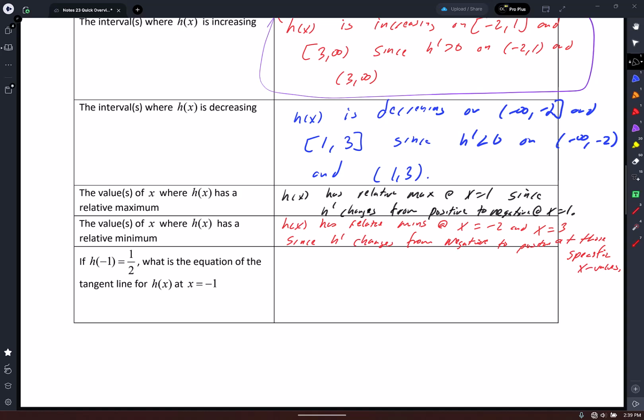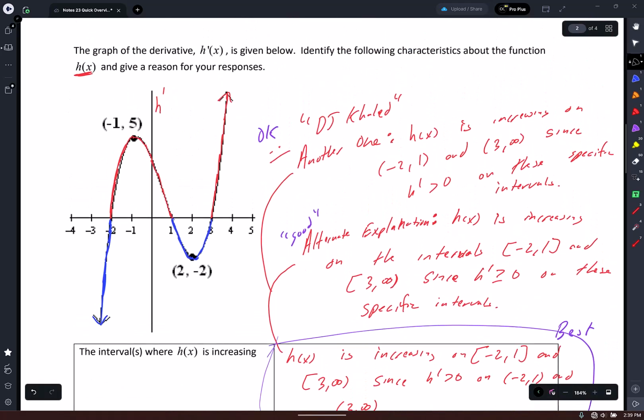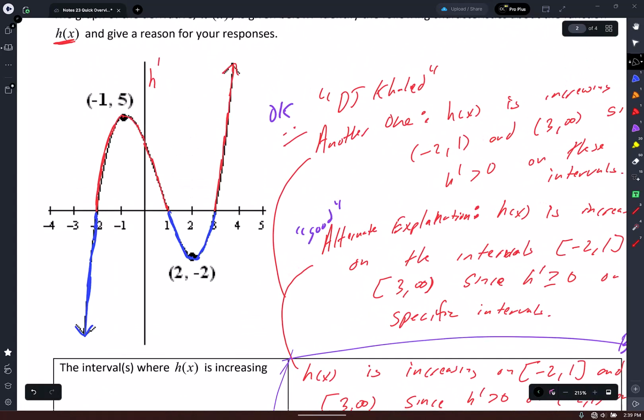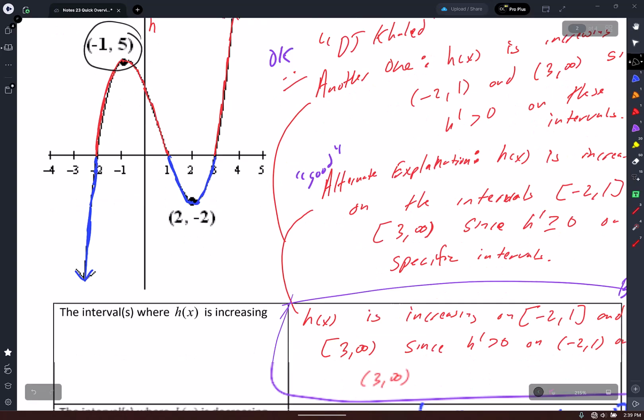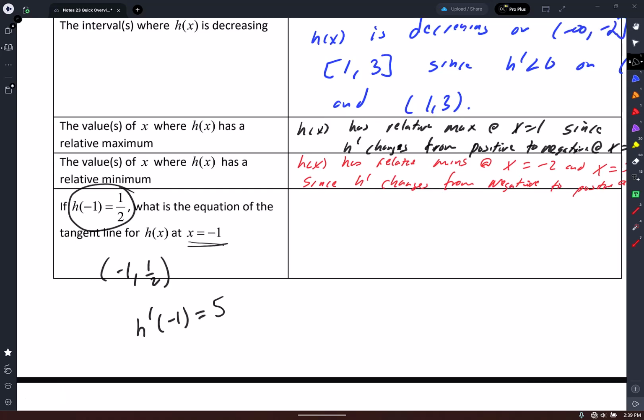If h of negative 1 is half, what is the equation of the tangent line for h of x at x equals negative 1? For a tangent line, what two things do I need? Do I have a point? Yes, negative 1, comma, half. Do I have a slope? Do I have h prime of negative 1? Yes, h prime of negative 1 is 5. I have everything I need.